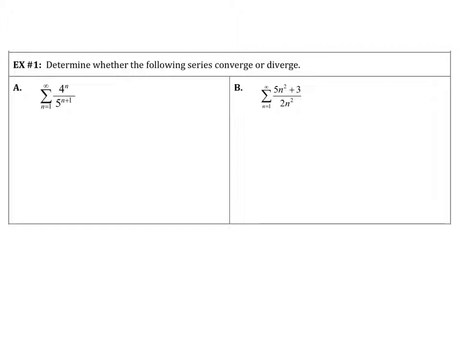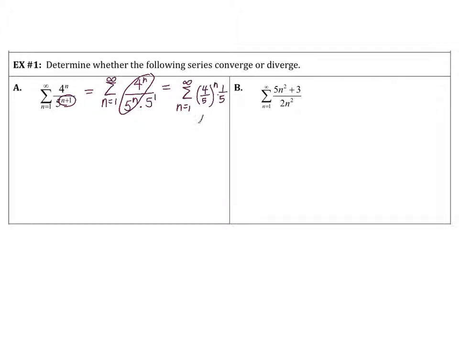And so we do have to do some rewriting with some of these. So for this one, notice this exponent here. So we're going to rewrite this. We have n is 1 to infinity, and we have 4 raised to the nth power over 5 to the nth times 5 to the first. And then we can isolate these two terms. So now we're going to have the sum from n equals 1 to infinity of 4/5 raised to the nth times 1/5.